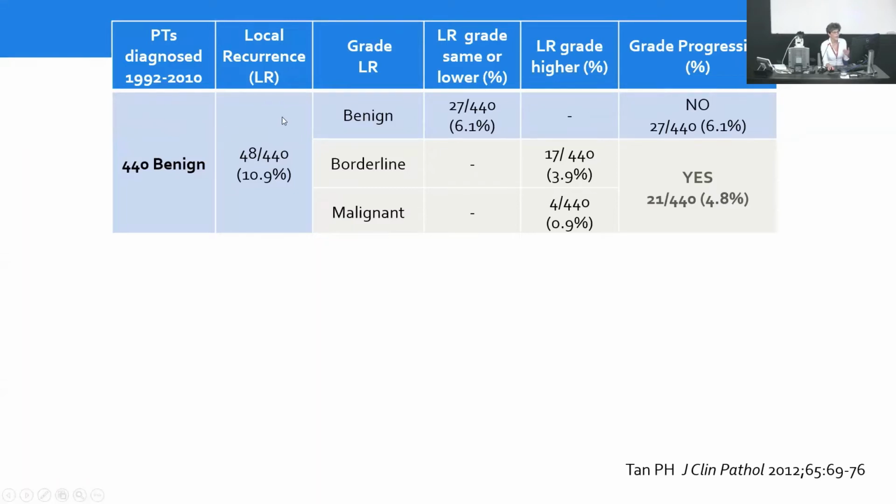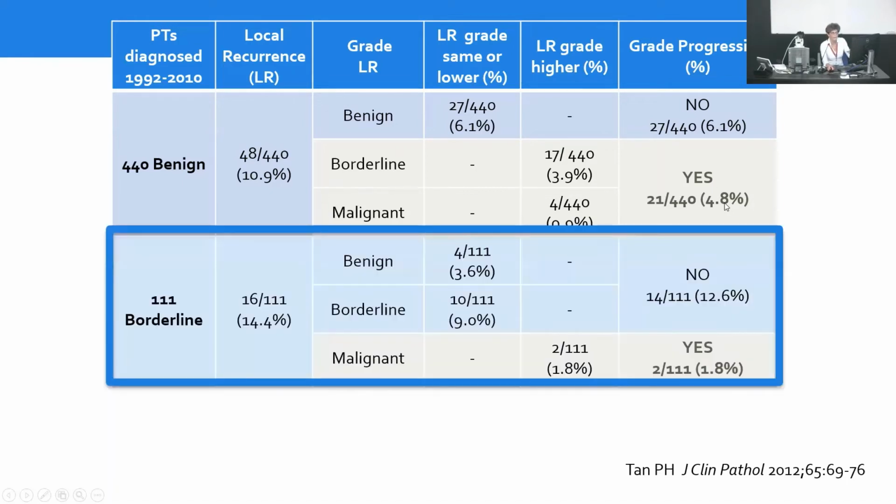Then we look at the grade of the recurrence. We start with the benign Phyllodes tumor, only 11% recurrence rate. They basically all recurred with the same grade, except for 21 cases, where some cases recurred as borderline and only 4, less than 1%, as malignant. So the grade progression was overall 4.8% in this series.